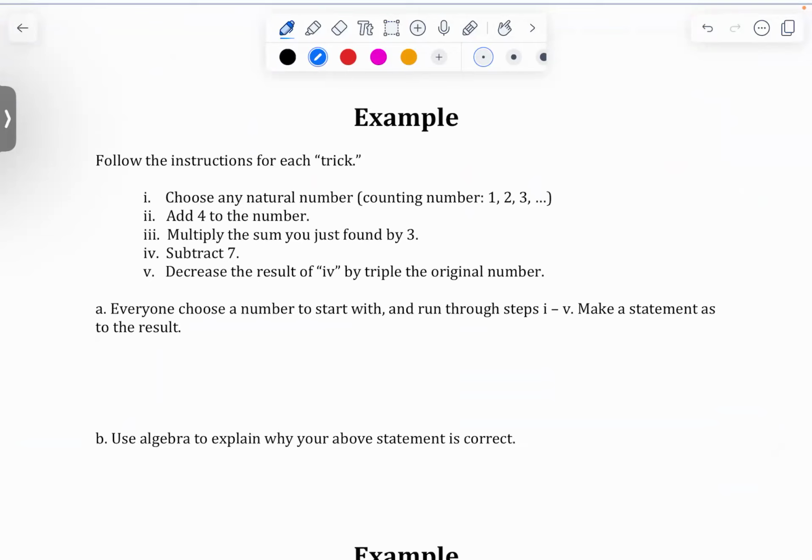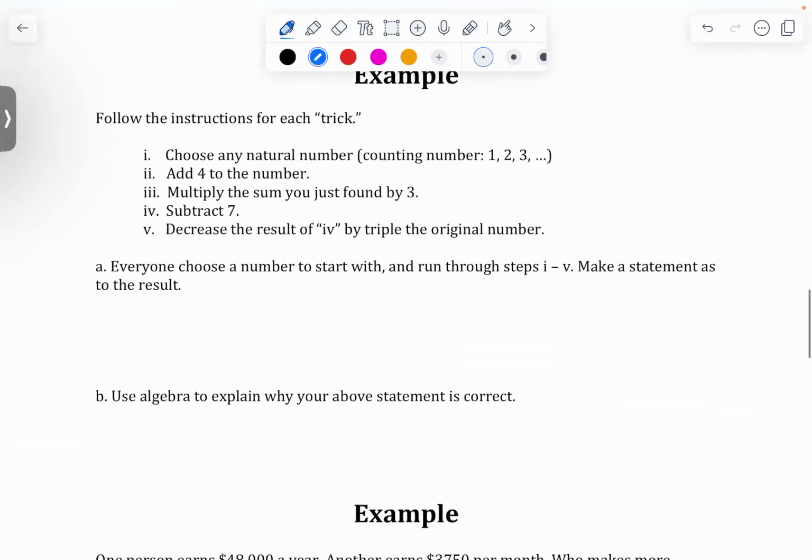Speaking of pattern recognition, I want to follow the instructions here and see if we can identify the trick and then make a generalized statement for it. So choose a natural number, that is the counting numbers. All right, so let's pick 7. Wait, hold on. What number do I not have here? Let's pick 5. All right, so I'm going to pick 5.